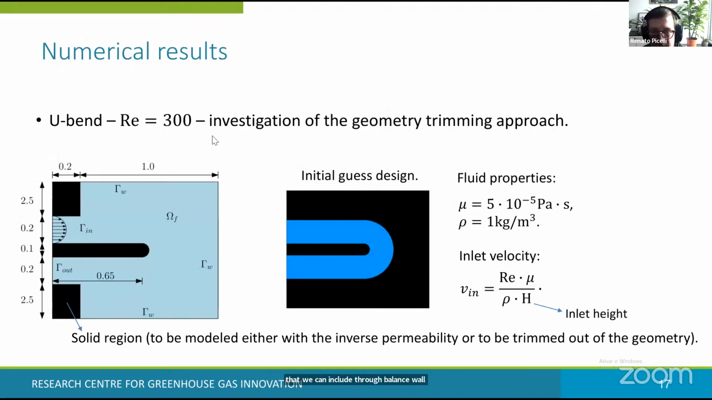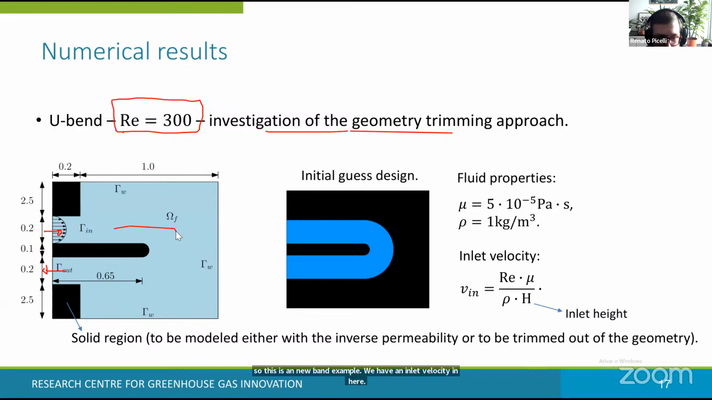So the first example I want to show is actually a laminar flow, with Reynolds number 300, just to show the investigation of the geometry trimming approach. This is a U-bend example. We have an inlet velocity here and an outlet pressure here. The fluid should go around this inner region that should be kept fixed as a solid. We are comparing the geometry trimming approach with the standard inverse permeability approach.